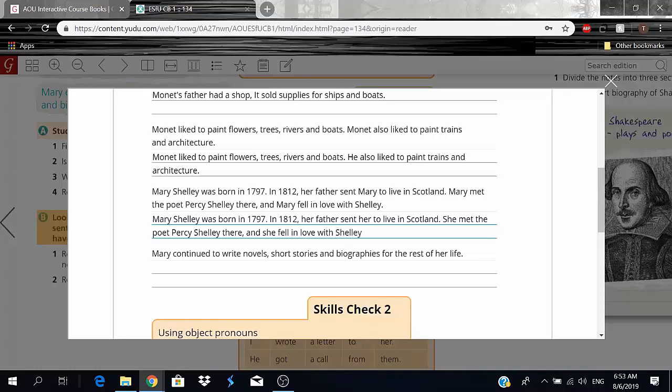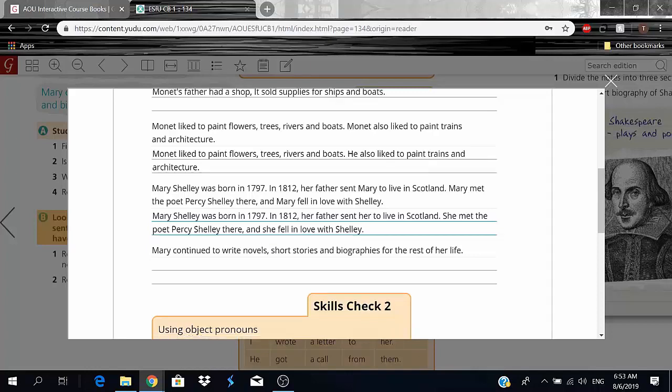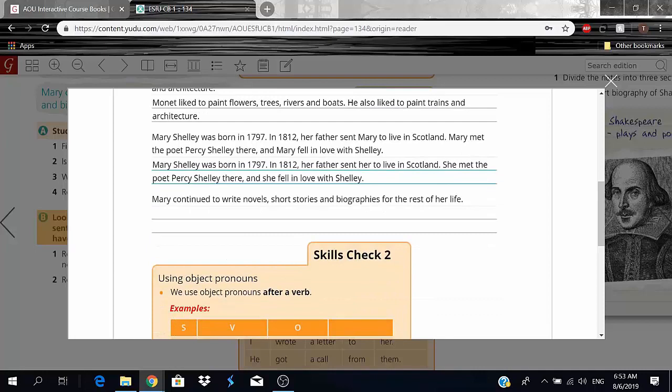That was quite a handful. Okay? So now let's read that one more time. So Mary Shelley was born in 1797. In 1812, her father sent her to live in Scotland. She met the poet Percy Shelley there, and she fell in love with Shelley. Okay? Now, final one here.